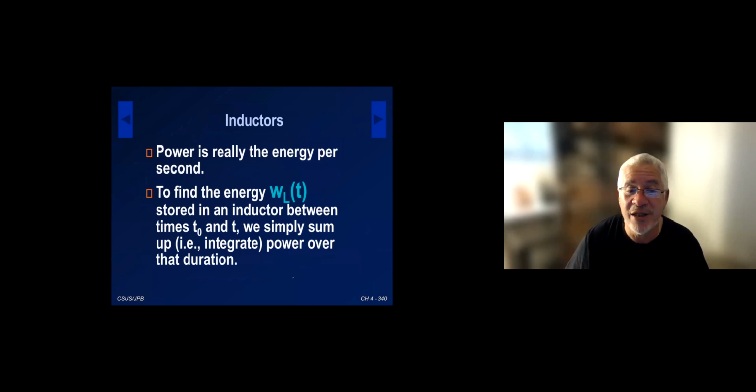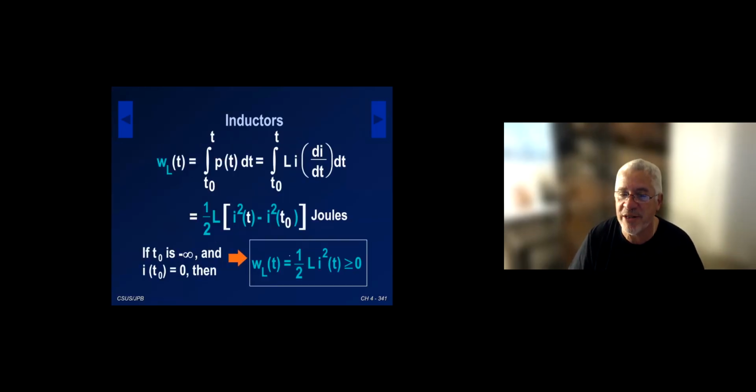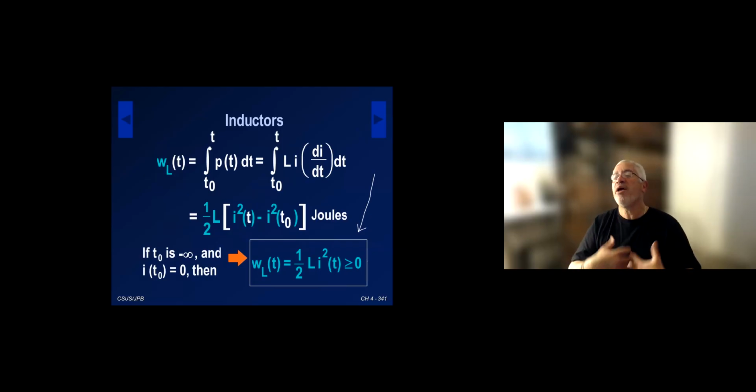To find the energy stored in the inductor between two times, t naught and t, we simply integrate power over that duration. Remember that power is the derivative of energy, so energy is the integral of power. You do not need to know the proof that I'm showing you here. You need to know this: the energy in an inductor at any time t is 1/2 times the inductance times the current squared. The energy is always positive, always.